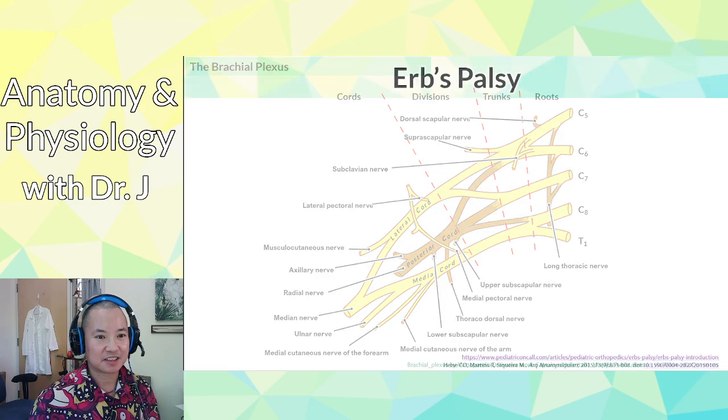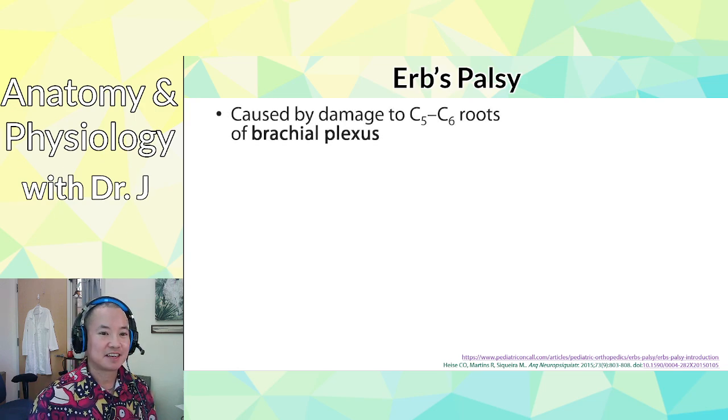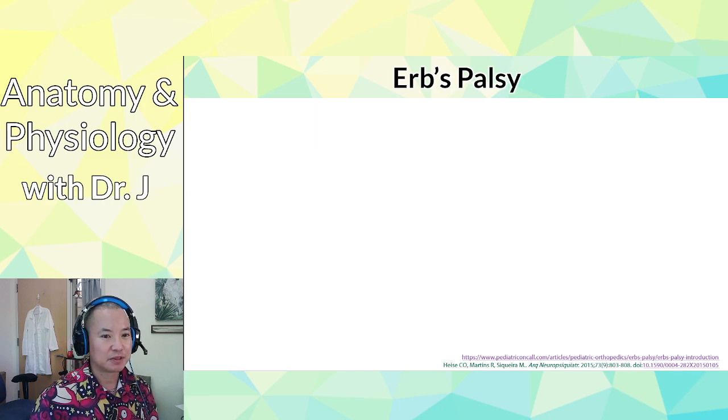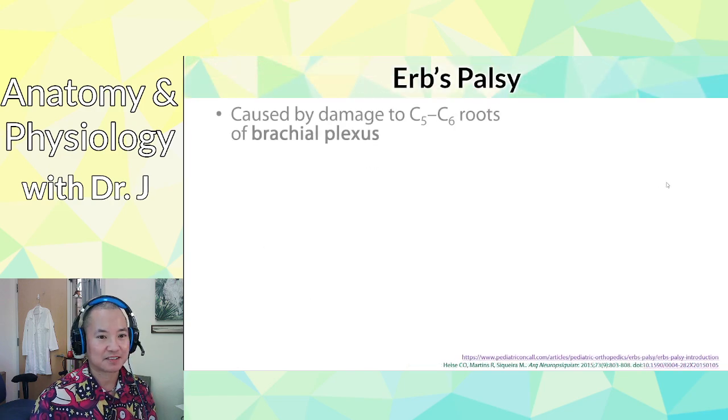brachial plexus in general. Okay, so there's something that could result from an injury to the brachial plexus, and this condition is called Erb's palsy. Now, this is caused by damage to the C5 to C6 roots of the brachial plexus. So if we go to the previous image, that means you have damage to the upper two roots right here, the C5 and C6. So something damaged up here, the most superior part of the plexus.